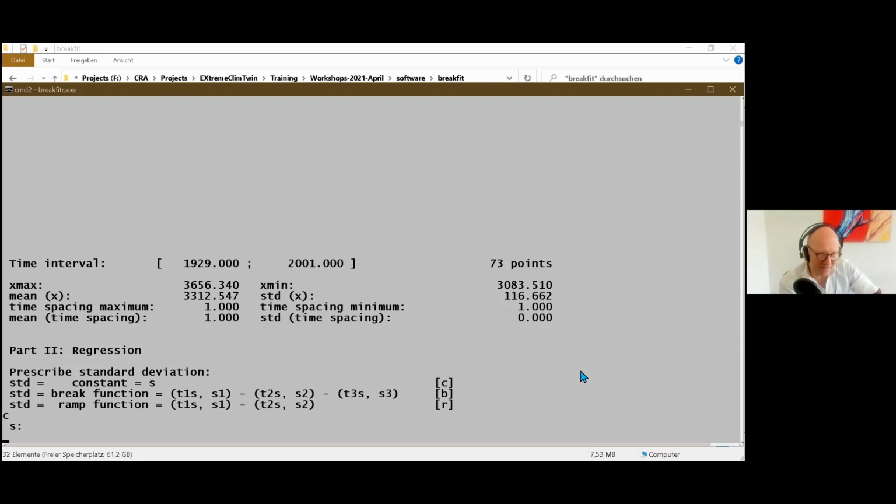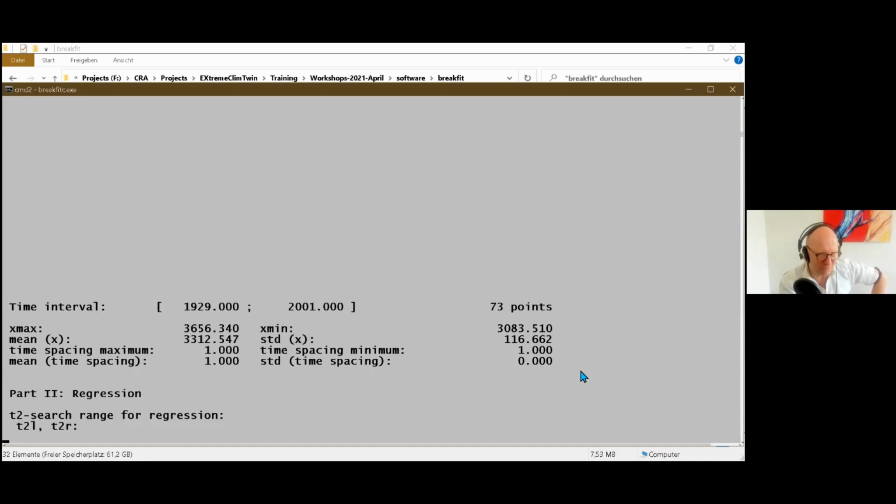And now you are being asked about the number. Let me give a value of 7 and later I give a value of 1. This is just to tell you that we get the identical results, okay? That we are confident. Okay, then we do the full search, 1929 and 2001.